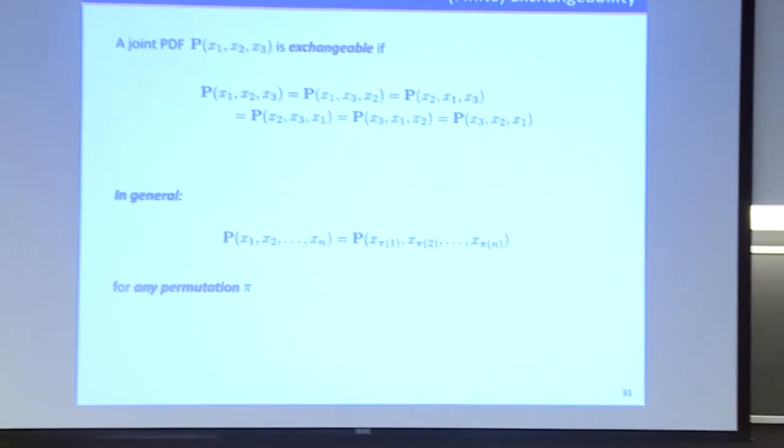What are examples of exchangeable distributions? The simplest example is an IID distribution. Suppose all the coordinates are independent and identically distributed. It's a product, so no matter how you permute the variables, they are the same. But the point I want to make is that exchangeable distributions form a much richer family than IID distributions.